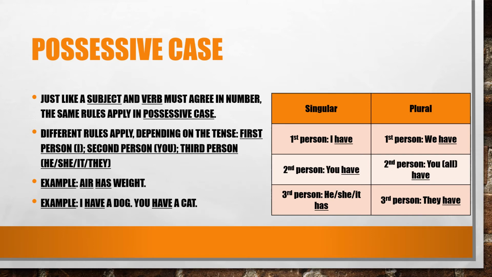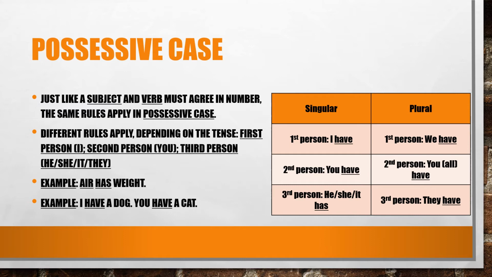And we can do the same thing for any other example. If we look at the pronoun here, if it says I, then we know automatically the word is have. I have a dog. Second person singular, same thing. You have a cat. If it's we, we know it's we have. They, we know it's they have.